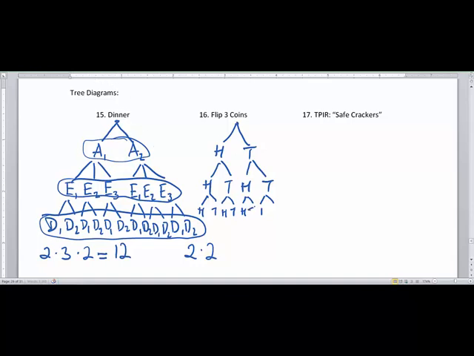And put the T there. Here's heads, tails. So now what you have is 8 possible branches. Heads, heads, heads, heads, heads, tails. Heads, tails, heads, heads, tails, tails. Tails, heads, heads, tails, heads, tails. Tails, tails, heads, tails, tails, tails.